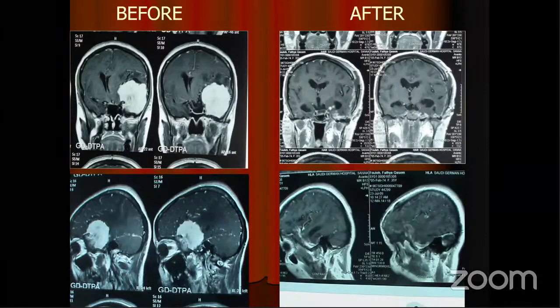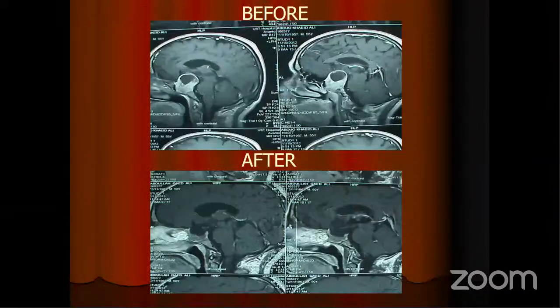Here is also a very large tumor from the clinoid part, and post-operatively you can see that the tumor was completely excised and the carotid was dissected out of the tumor. This is another case, the same thing. You can find the optic apparatus and you can see the infundibulum stalk very clearly visible.